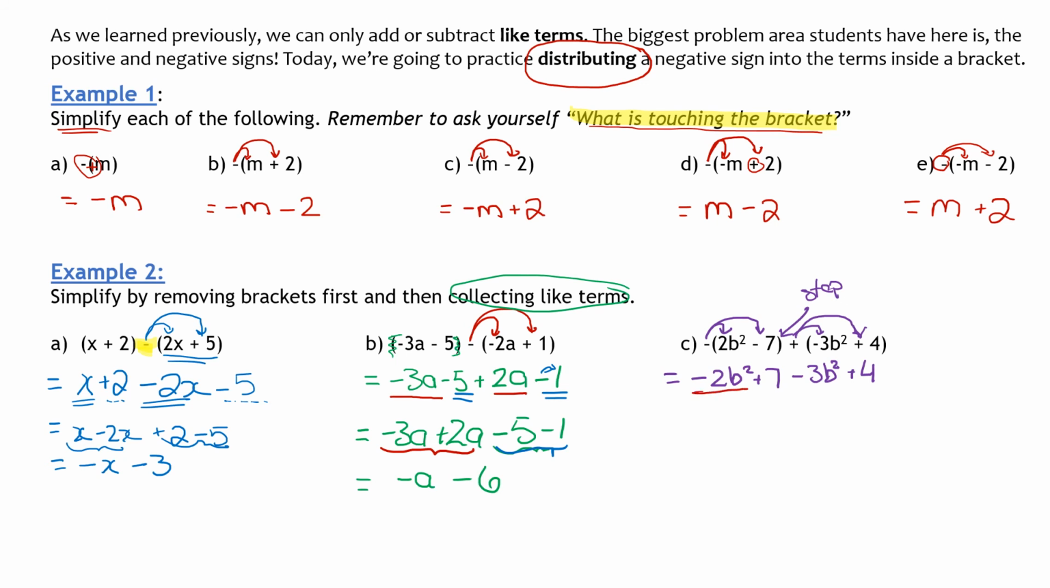Now, like terms, let's start with the b's. Here's a b squared and here's a b squared. They match exactly because they're both b squareds. So that means I have negative 2b squared minus 3b squared. And now let's look at the constants. This is a 7 and this is a 4. They're both positives. So there's a plus 7 and a plus 4.